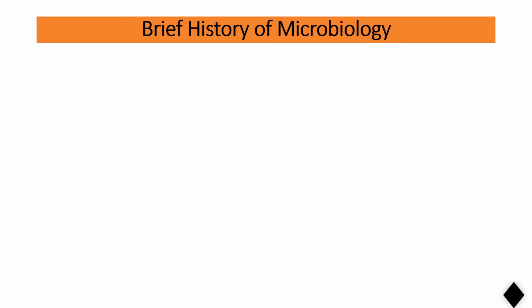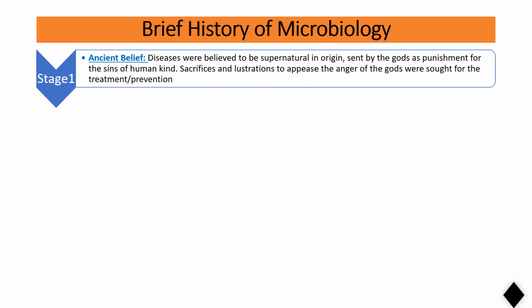So microbiology, just like all other science disciplines, was developed through a series of stages. In fact, microbiology as a discipline started when microorganisms were discovered, and this follows some series of stages. Stage number one can be referred to as the ancient belief.